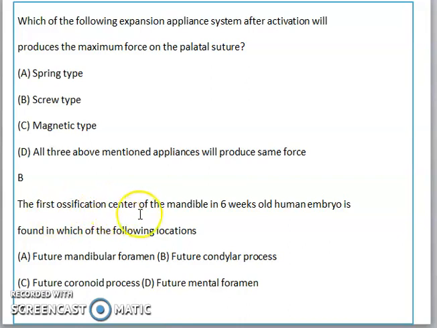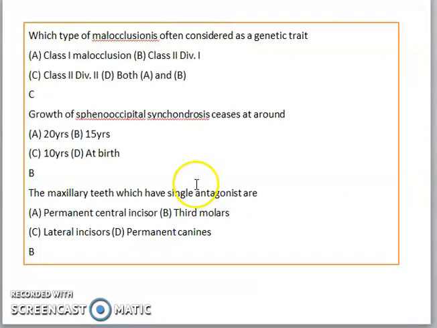The first ossification center of the mandible in a 6-week-old human embryo is found in which location? It is in the future mental foramen. Remember, in the mandible we have just 2 ossification centers. Now, which type of malocclusion is often considered a genetic trait? Mostly heredity or genetics is related to class 3 malocclusion, but in the given options, the best to select is class 2 division 2. Now, growth of the spheno-occipital synchondrosis is around which year? Mostly we can say it is around 15 years.